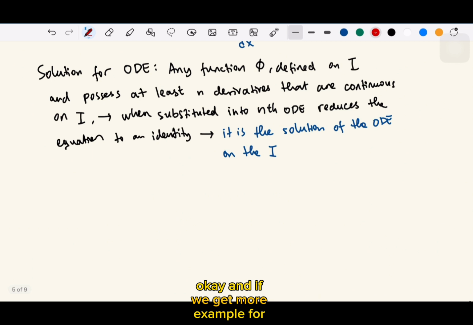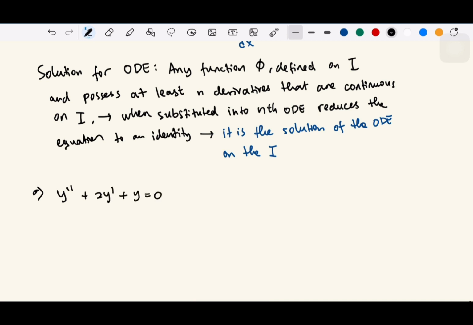Okay, and if we get more examples, let's say we have y double prime plus 2y prime plus y equals 0. And let me give you some proposals for the solutions. Let's say we take y equals x e to the x, and we can try to verify.